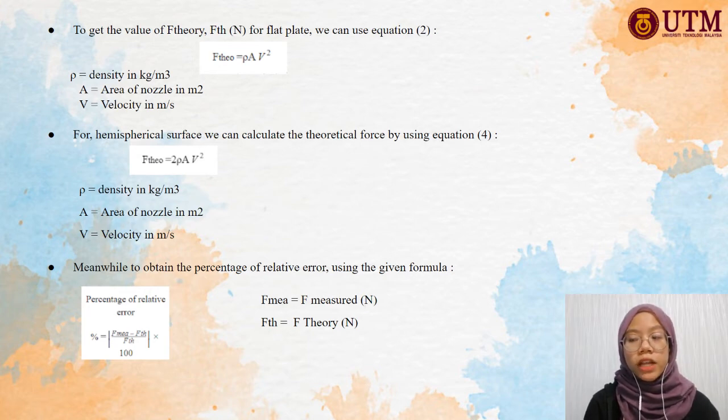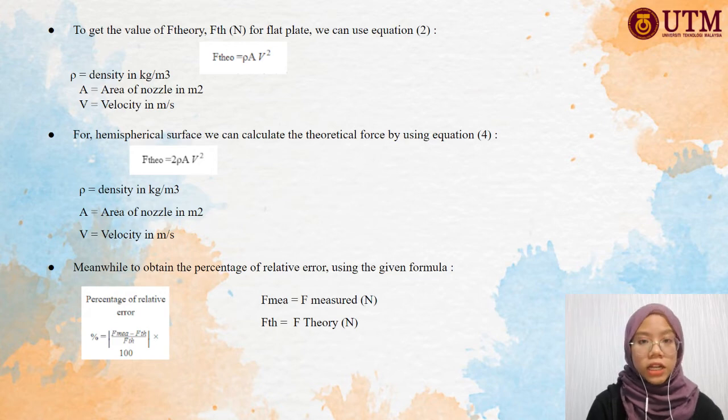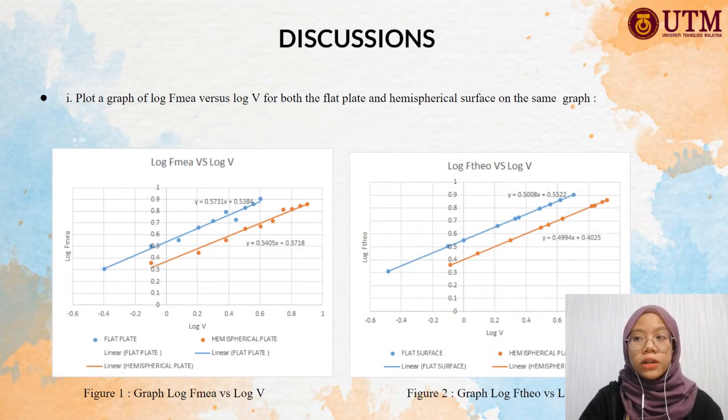Meanwhile, to obtain the percentage of relative error, we just use the given formula in the data, which is F measured minus F theory over F theory times 100. So I will start the discussion with the first question, which is to plot a graph of log F measured versus log V for both the flat plate and hemispherical surface. Since we already obtained all the data, including the F measured, velocity and also F theory, we can just insert the values into the calculator and then plot the graph until we get the graph like in figure 1 and figure 2.